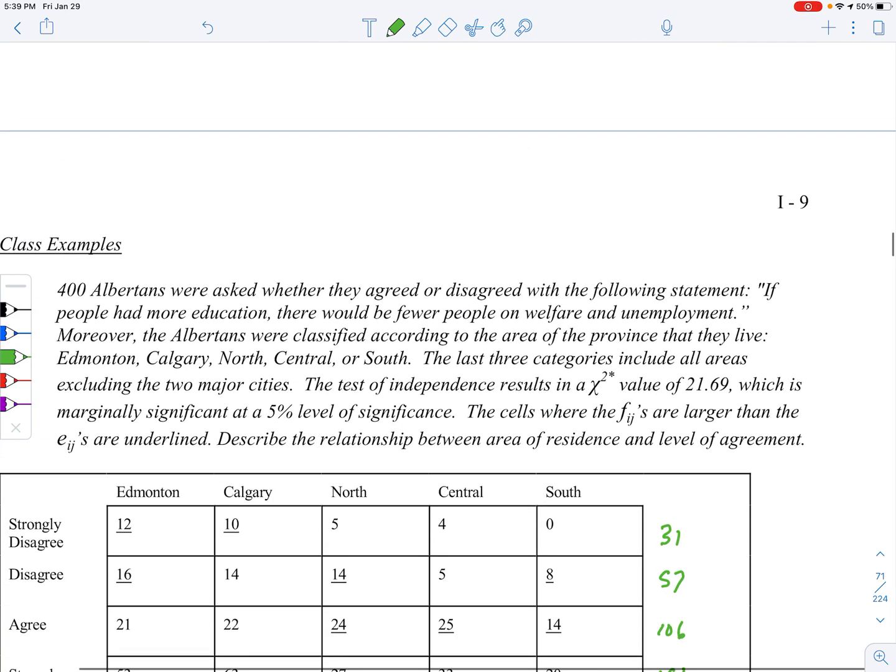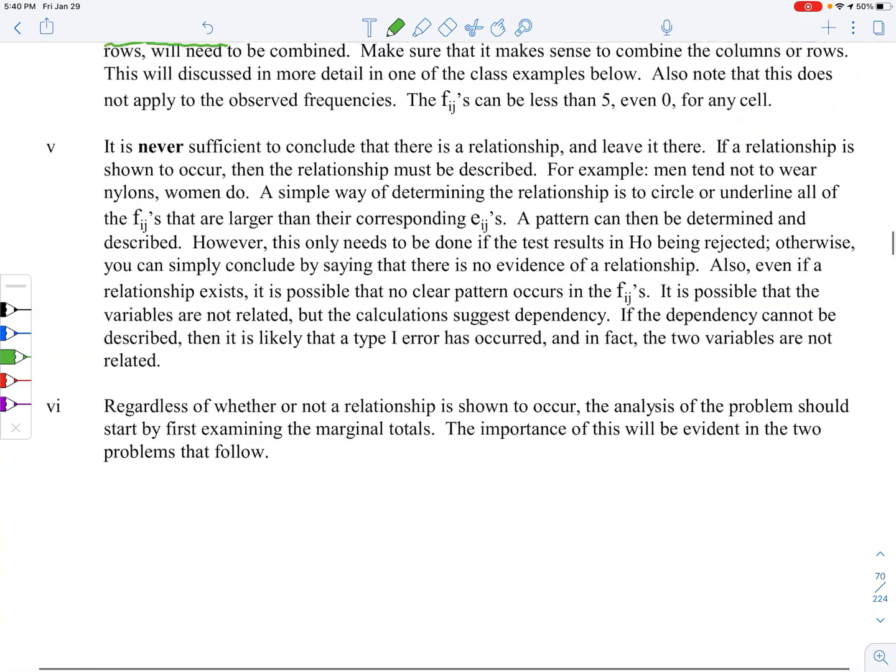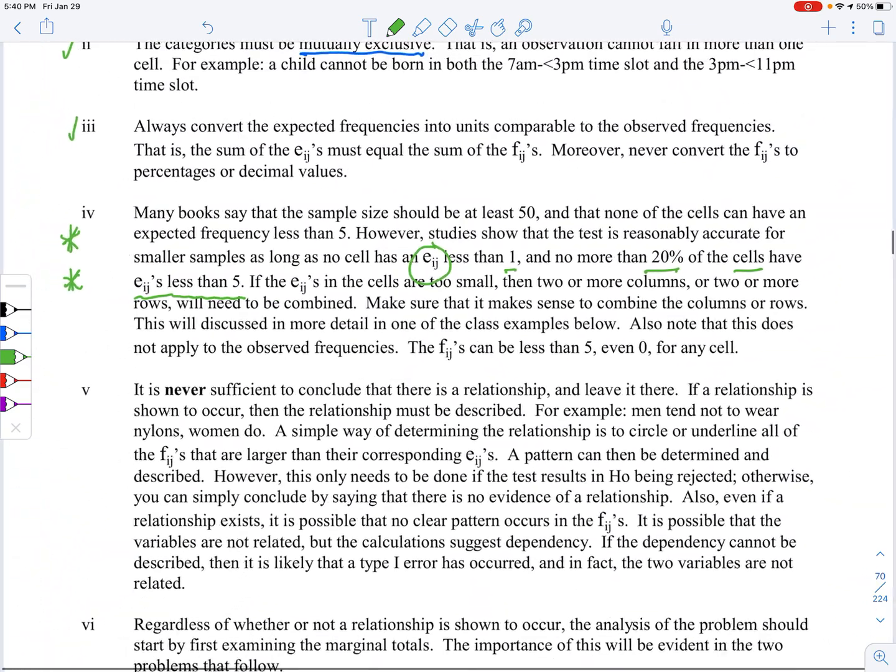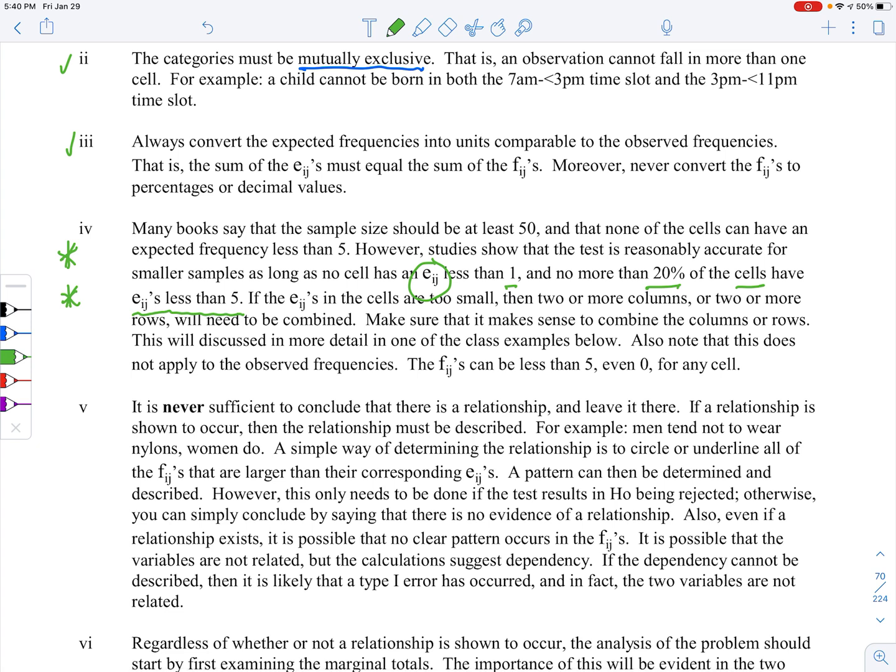All right, let's go back here. And again, we're going to get to this guy in a moment. But so it says here then, back number 4, always take a look then at your EIJs and do a count. Count and see, are there any which are less than 1, in which case you've got to either collapse that row or column into another row or column, into another category, or if it doesn't make sense to put them together, you have to actually just take it out.